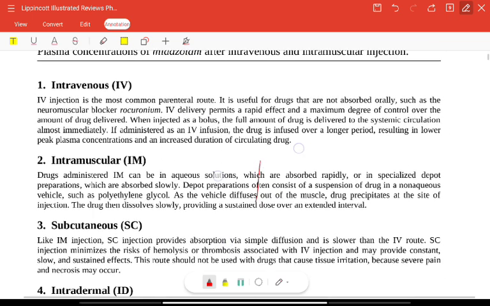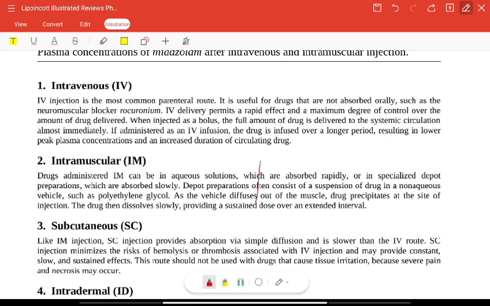First, the IV route. This is the most common parenteral route, used where drugs are not absorbed orally, such as rocuronium. It provides a rapid effect and the maximum degree of control over the amount of drug delivered. When you inject a bolus, the full amount of the drug is delivered into the systemic circulation. For IM injection, it can be an aqueous solution as well, and these are absorbed rapidly.